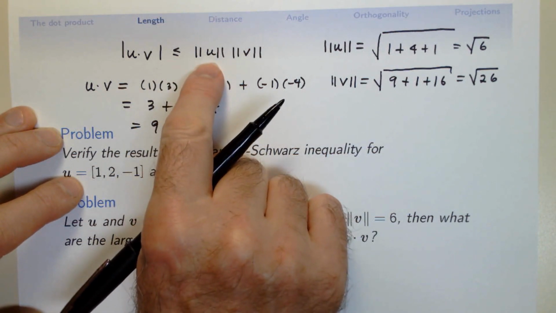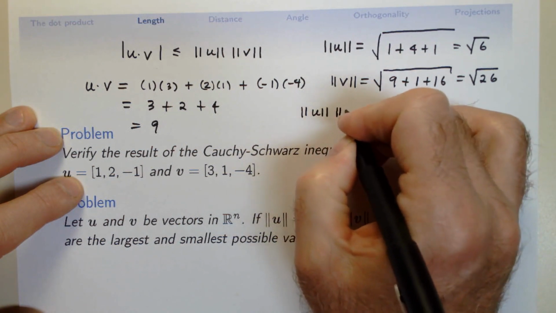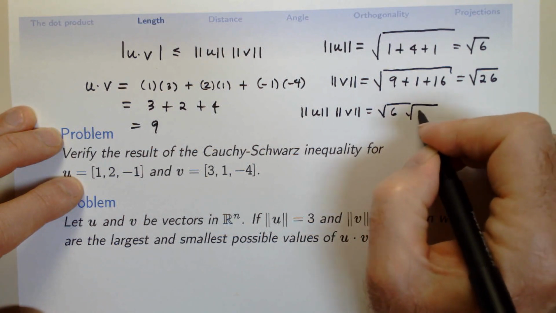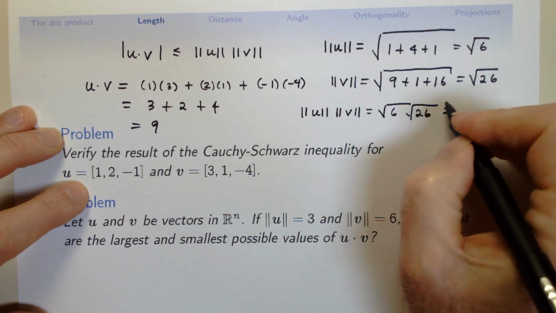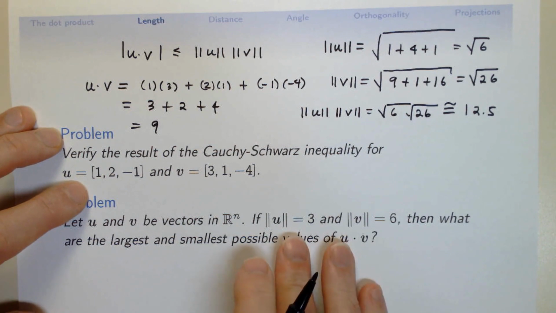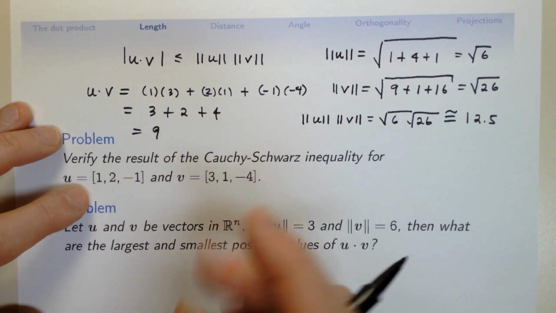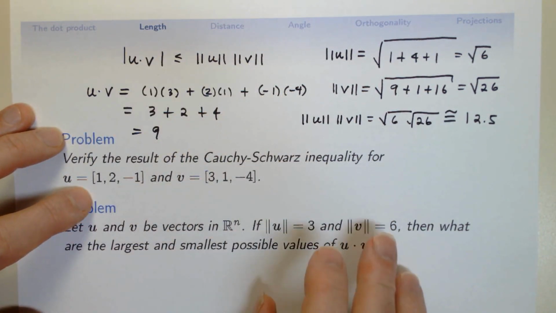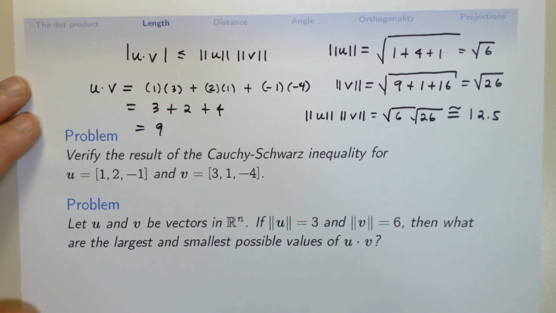Now, when we take the product of the lengths of u and v, that's going to be the square root of 6 times the square root of 26. And when you carry out that calculation, you get a number that is not exactly equal to, but approximately equal to 12.5. So when we compare our two sides, we can verify the Cauchy-Schwarz inequality, right? The left-hand side is 9, and the right-hand side is on the order of 12.5. So we can verify the result of the Cauchy-Schwarz inequality in this case.